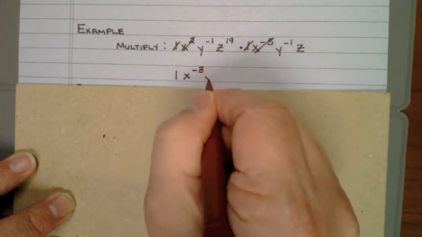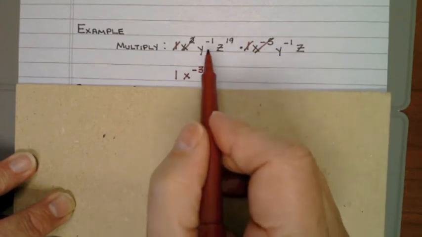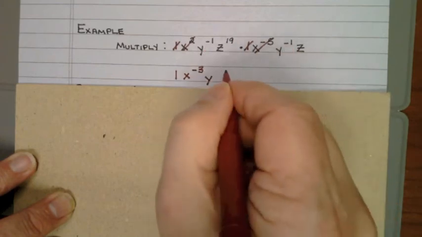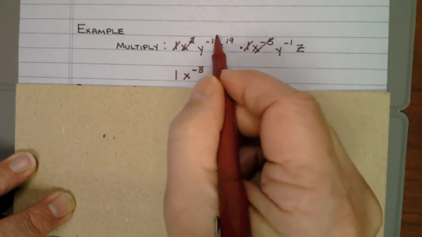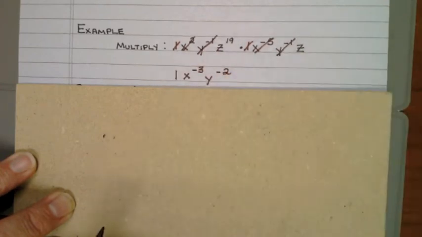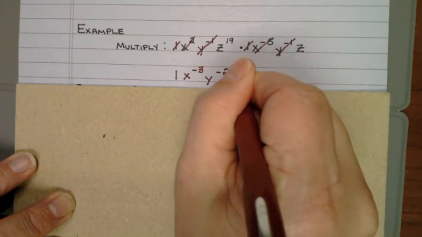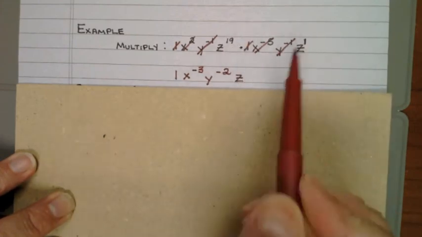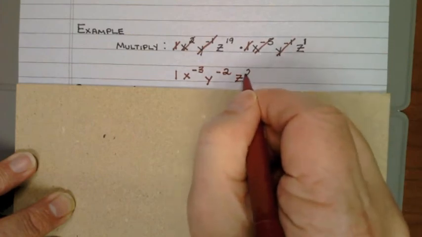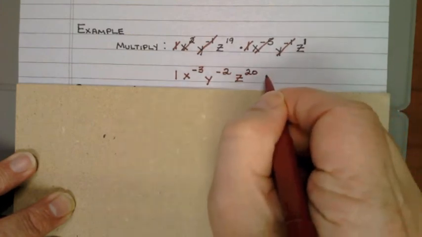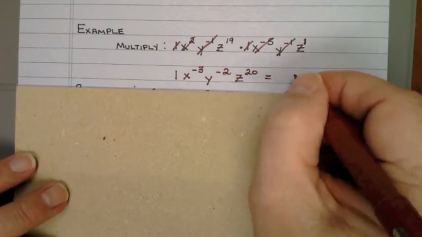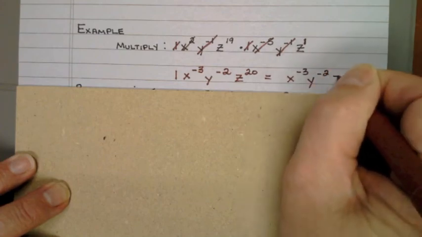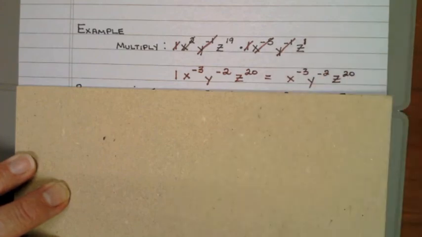The next letter I write down is y. What do I do with my exponents when I multiply? I add them together. Negative 1 and negative 1 give me negative 2 as the exponent for my y. I write down z next. 19, and there is a 1 sitting right here. 19 plus 1 is 20. And remember, I don't have to write this 1 in the front, so I can write down x to the negative 3rd, y to the negative 2, z to the 20th power.